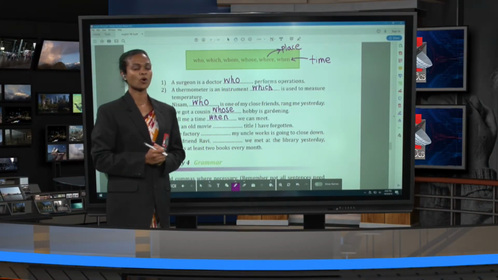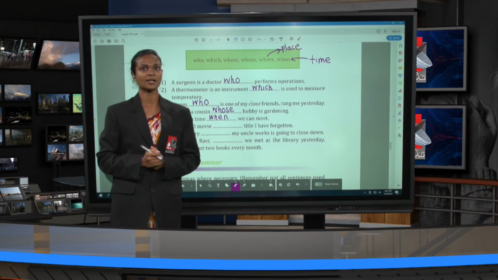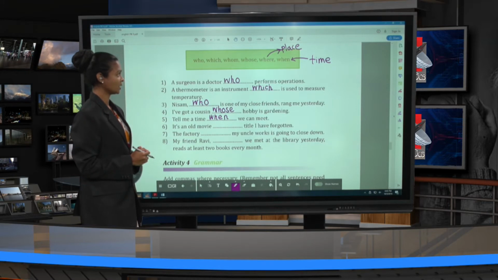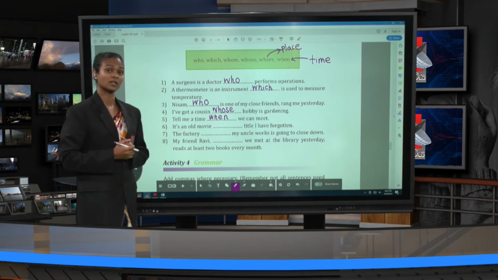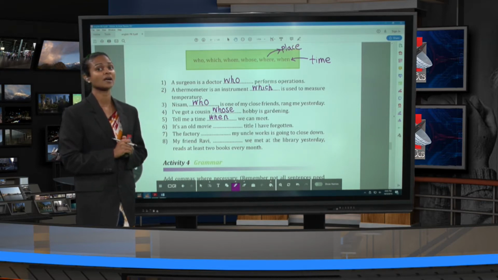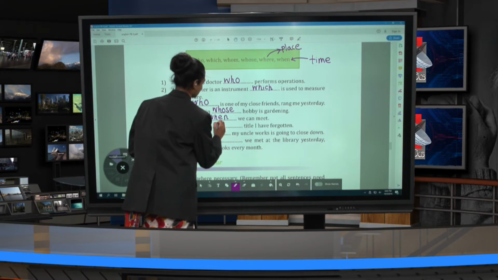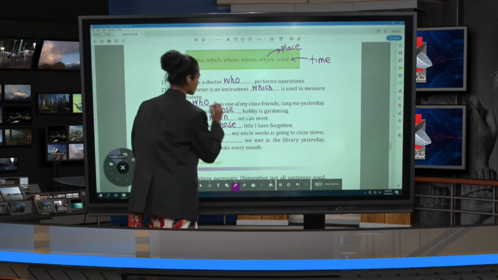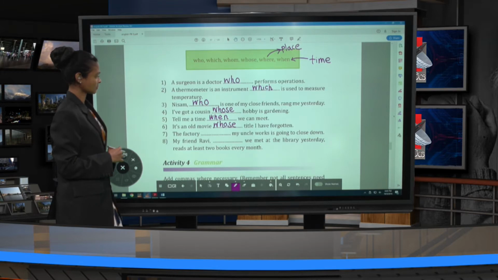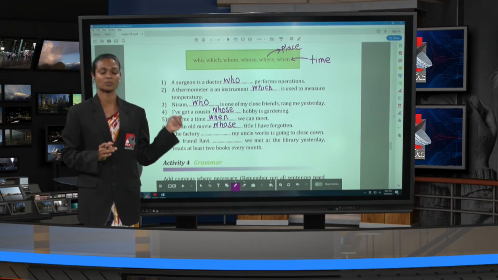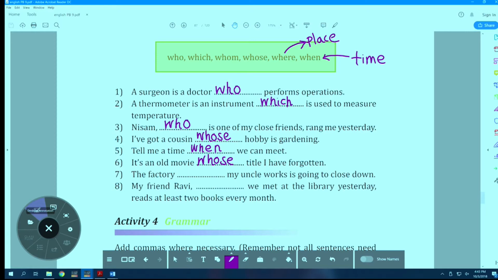Sixth one. It is an old movie. Title I have forgotten. It is an old movie. What is the answer? I have forgotten its title. Whose title I have forgotten? Why we use whose? Whose title I have forgotten? Because for it in possessive form, we use whose.